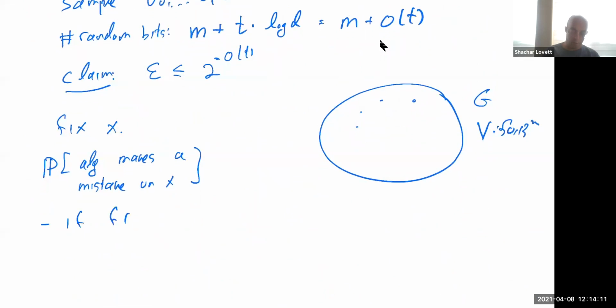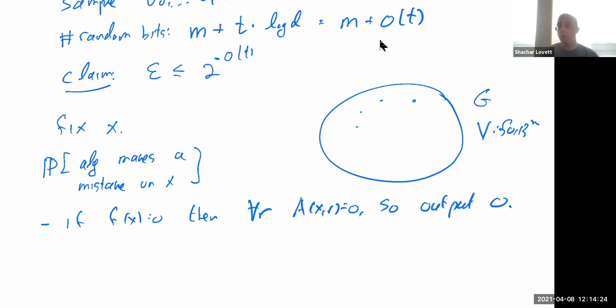If f of x is 0, then for every random string, A(x,r) is going to output 0. So we output 0, right? There is no option of outputting 1, because we assume this algorithm A always outputs 0 on any possible random string. That's the easy case. So the interesting case is if f of x is 1.